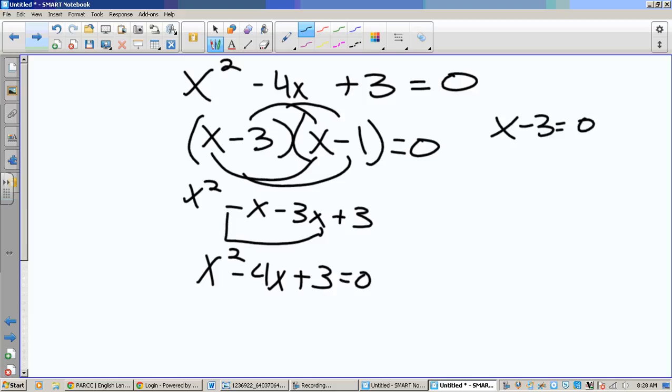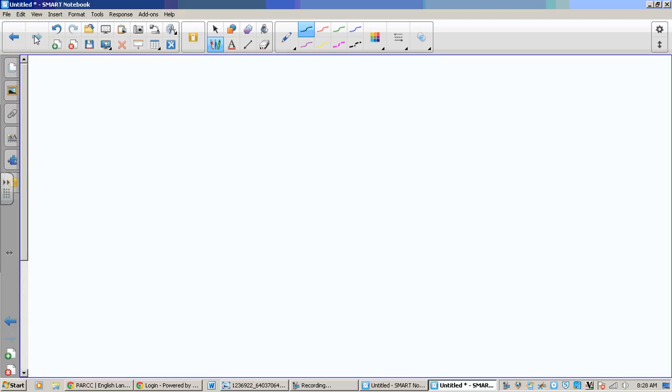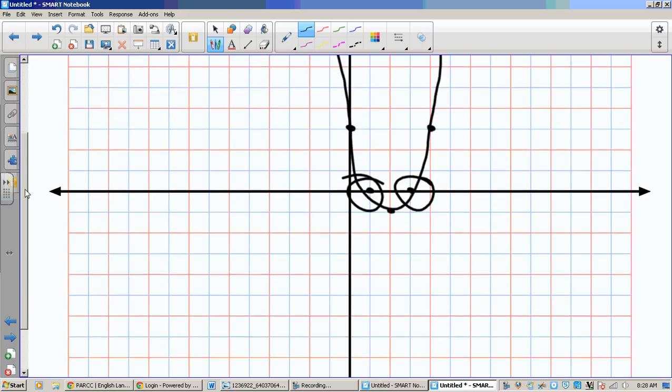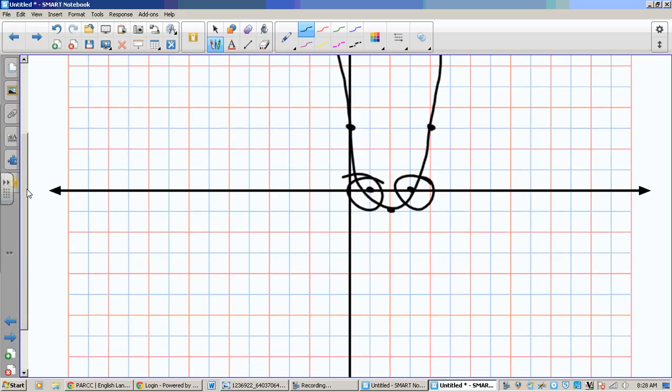X minus 3 equals 0. X minus 1 equals 0. Okay? So we add 3 to both sides of the equation. 3 minus 3 is going to equal 0, so x would equal 3. 1 minus 1 would equal 0. So our solution set is 1 and 3. But what that meant back in chapter 9 was that this graph crosses the x-axis at 1 and 3.